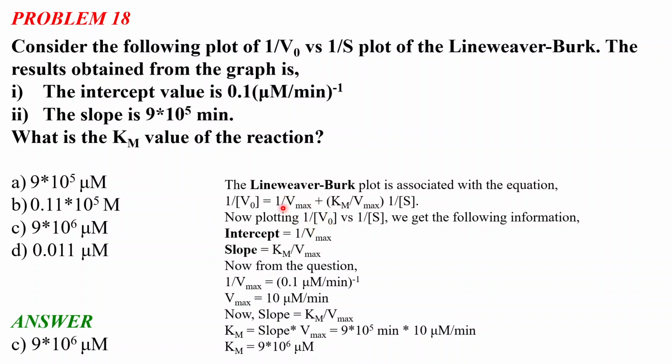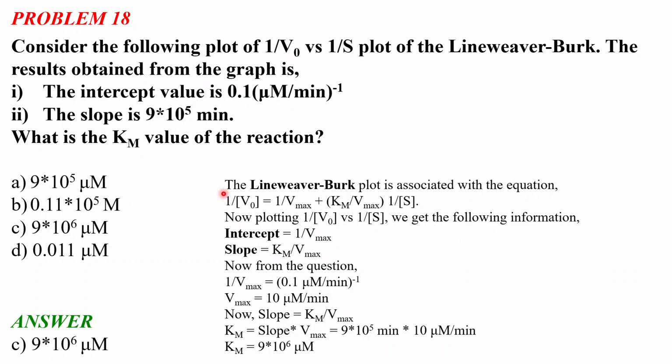Now, if we plot 1 by V0 versus 1 by S, we will have the following information: the intercept is 1 by Vmax and the slope is Km by Vmax, right? So now from the equation it is given that 1 by Vmax, or the intercept value, is 0.1 micromolar per minute inverse, so the Vmax will be 10 micromolar per minute, and the slope is Km by Vmax. So now you have to find out the Km. So Km will be slope into Vmax, which is 9 into 10 to the power 5 minute into 10 micromolar per minute, which is 9 into 10 to the power 6 micromolar. So number C is the correct answer.